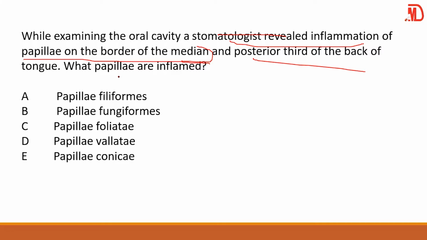Anterior dorsal surface. Good. They have no taste buds. Foliate papilla. These contain taste buds, and they are found on the lateral edge of the tongue. So your lateral edge of the tongue is where the taste buds are found.